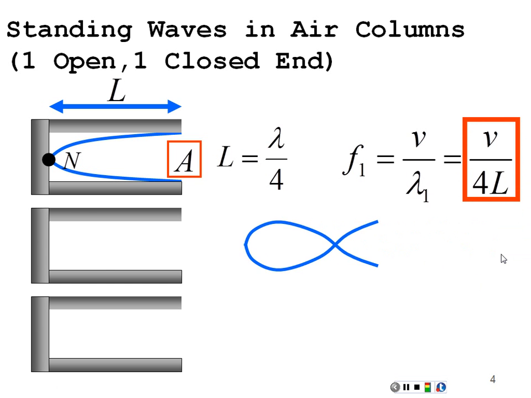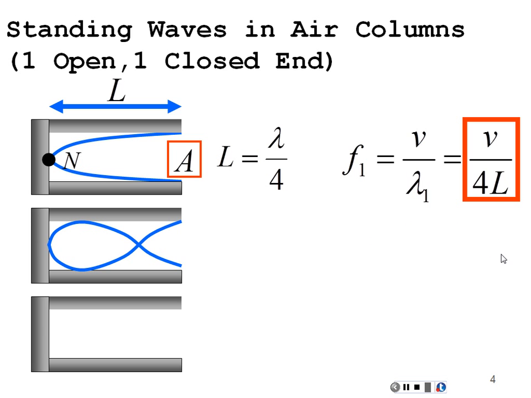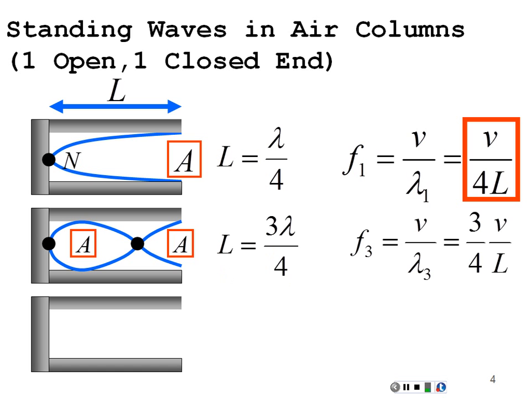The next harmonic possible will still have a node at one end and an antinode at the open end, and we'll have an antinode-node pair added in between. So the length is going to be half a wavelength plus a quarter wavelength, 3/4 wavelengths, and this frequency will correspond to 3 times the velocity of sound divided by 4L, 3 times the fundamental. So it's actually the third harmonic. We lost the second harmonic.